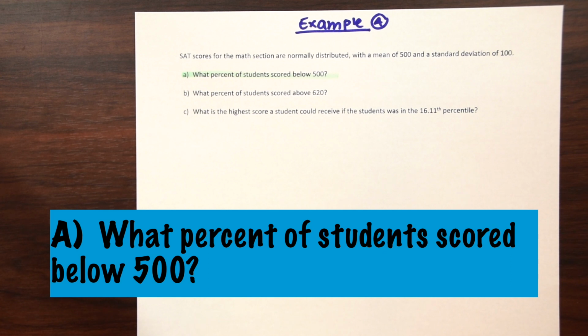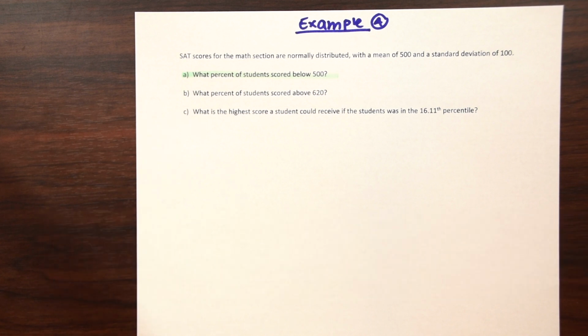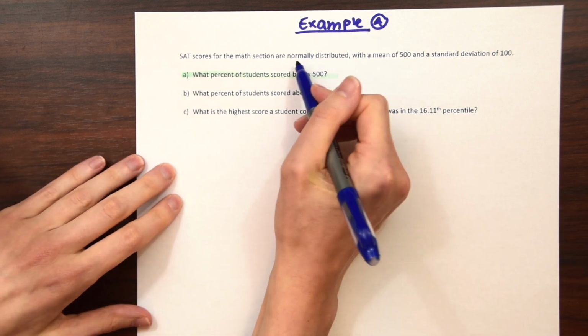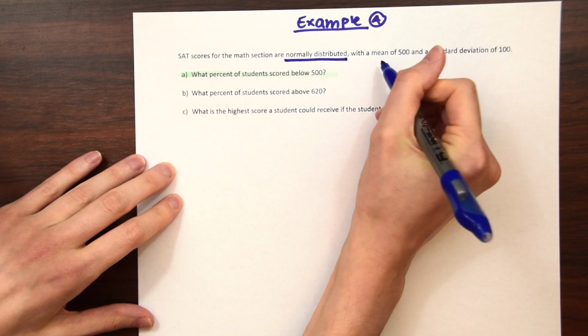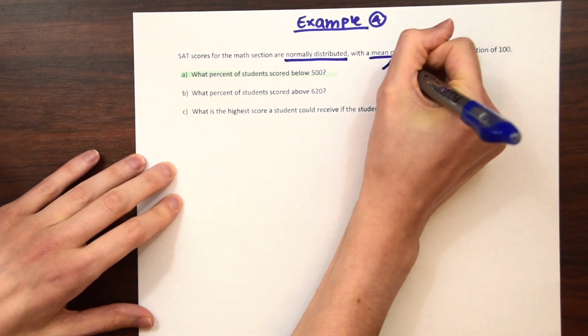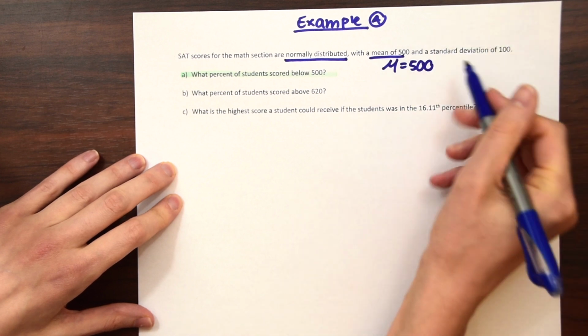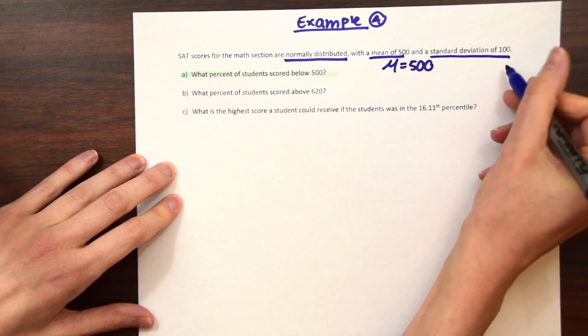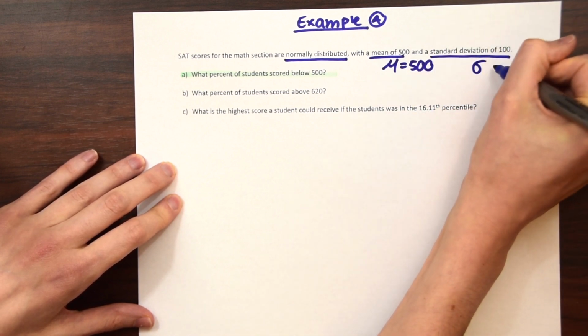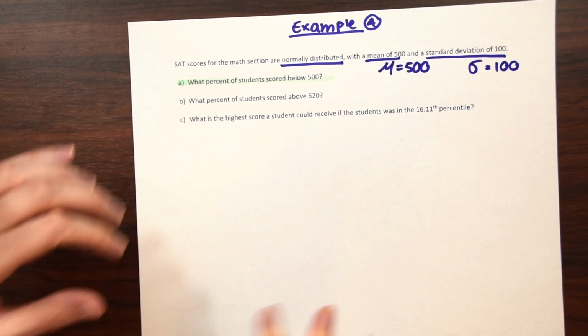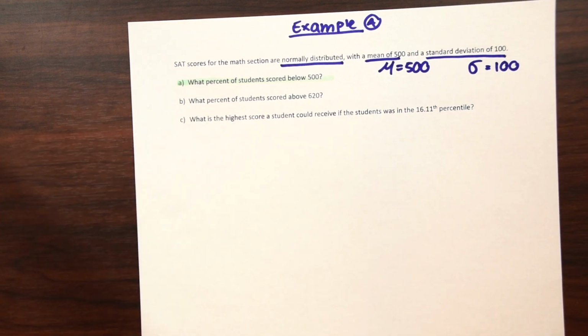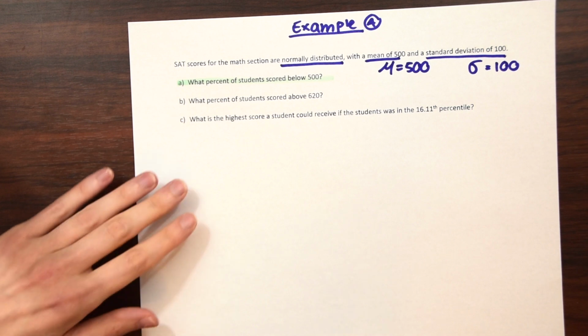Let's look at A, what percent of students scored below 500? Right away, when I see that these scores are normally distributed, we know we're going to have a normal curve. We know the mean, or the mu, is going to be equal to 500, and the standard deviation is 100. So the sigma is 100. That unique unit of measurement, we're going to be going up by 100 and down by 100.